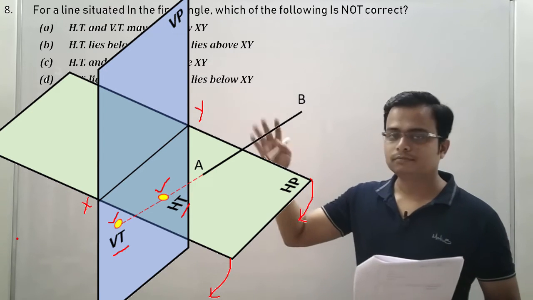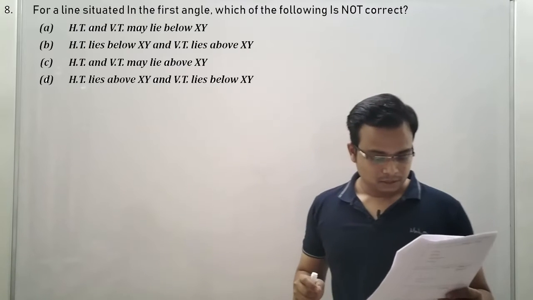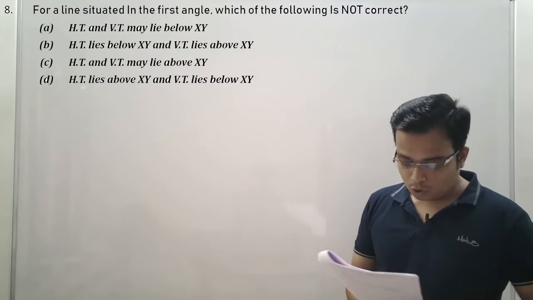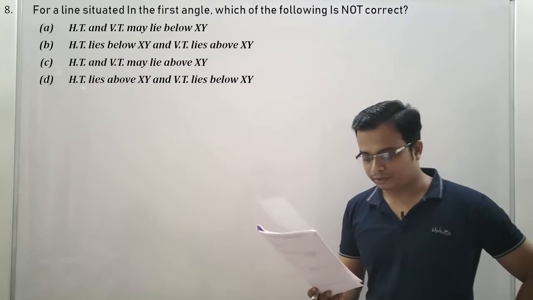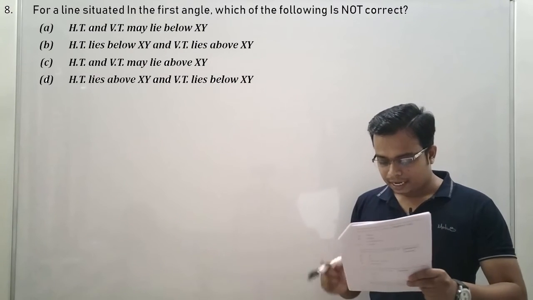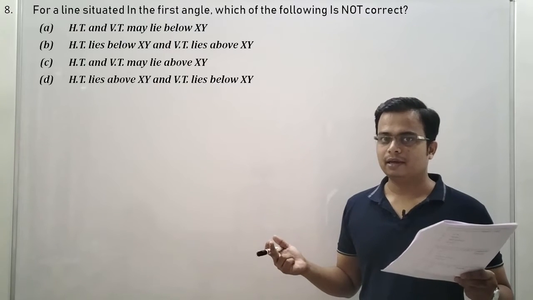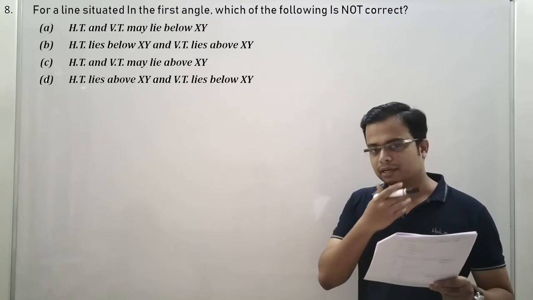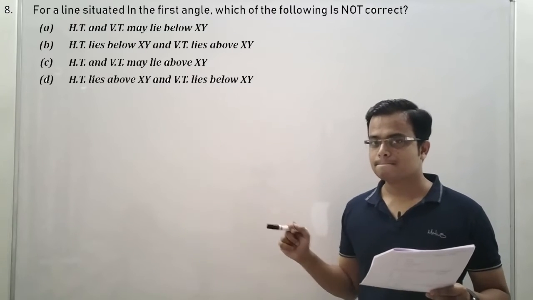Okay, so leave it. We want to select an incorrect option, right? So let us take a look at option B. Option B rather is also interesting. Okay, HT lies below XY and VT lies above XY. This is also true. Let me tell you why. The scenario is like right here.